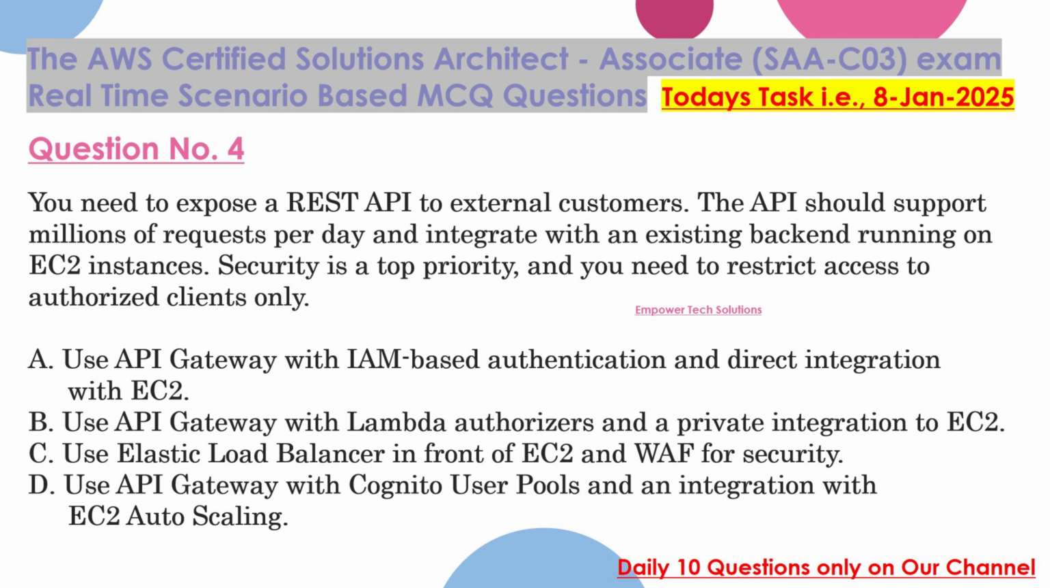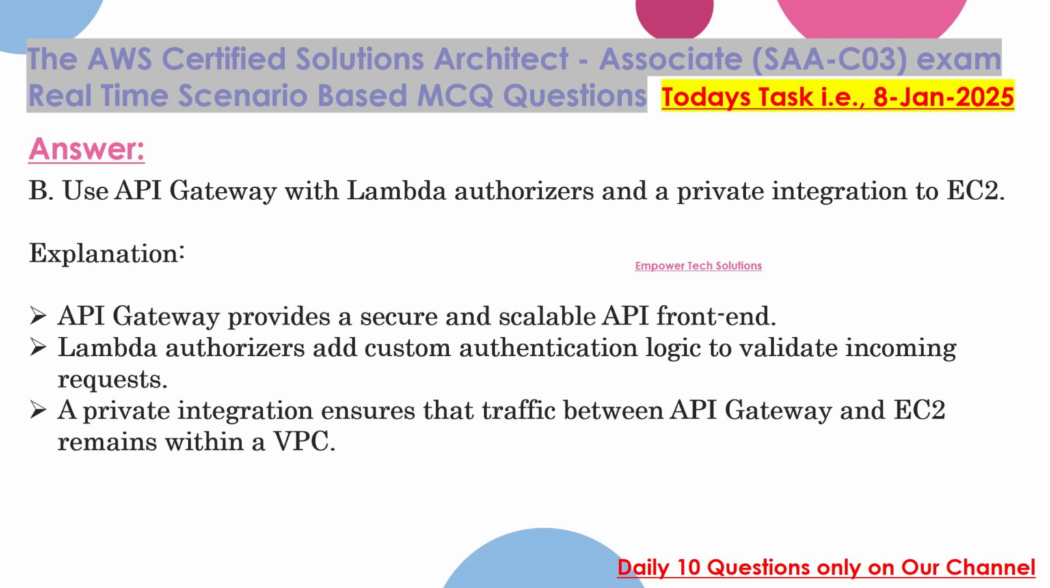A. Use API Gateway with IAM-based authentication and direct integration with EC2. B. Use API Gateway with Lambda authorizers and a private integration to EC2. C. Use Elastic Load Balancer in front of EC2 and WAF for security. D. Use API Gateway with Cognito user pools and an integration with EC2 autoscaling. Correct answer, B. Use API Gateway with Lambda authorizers and a private integration to EC2.